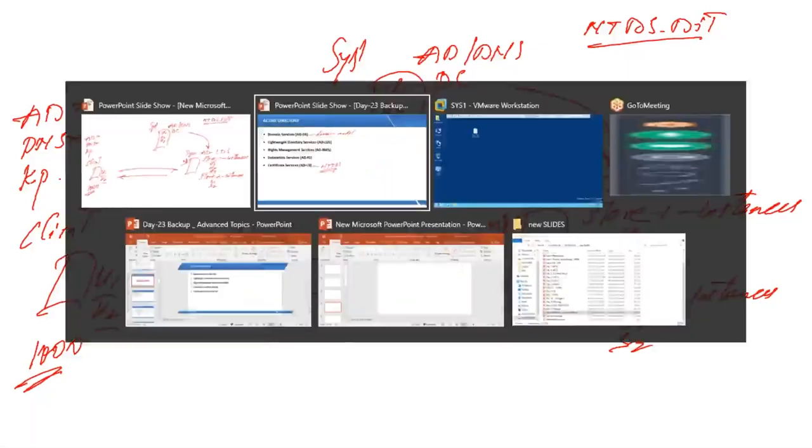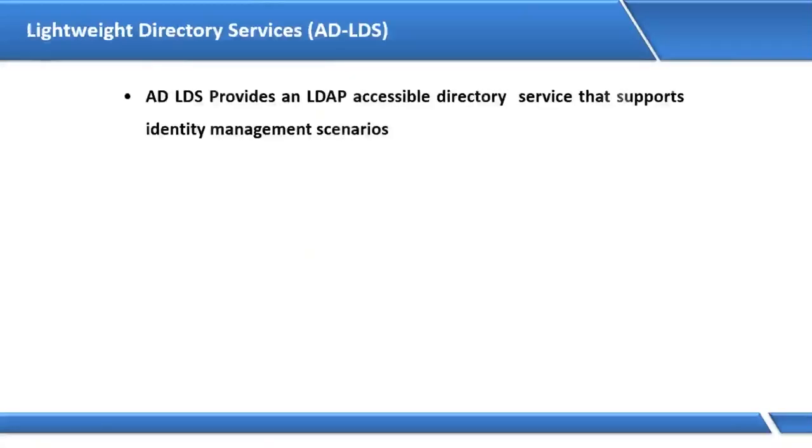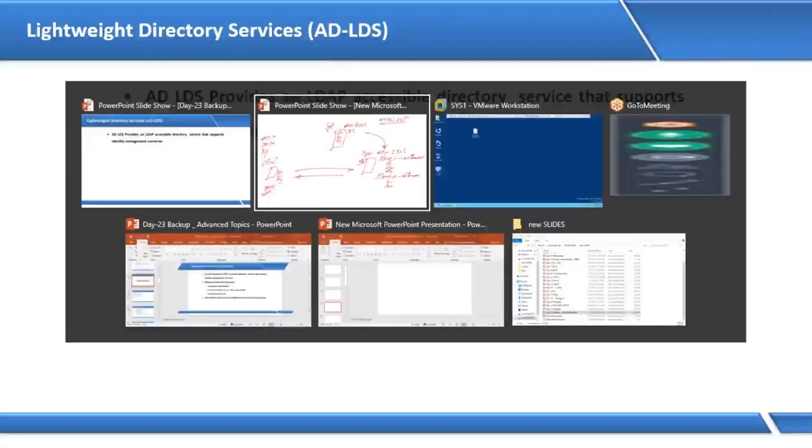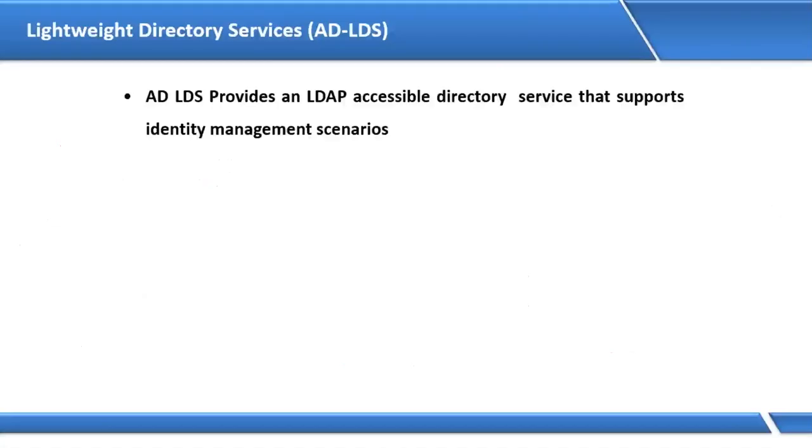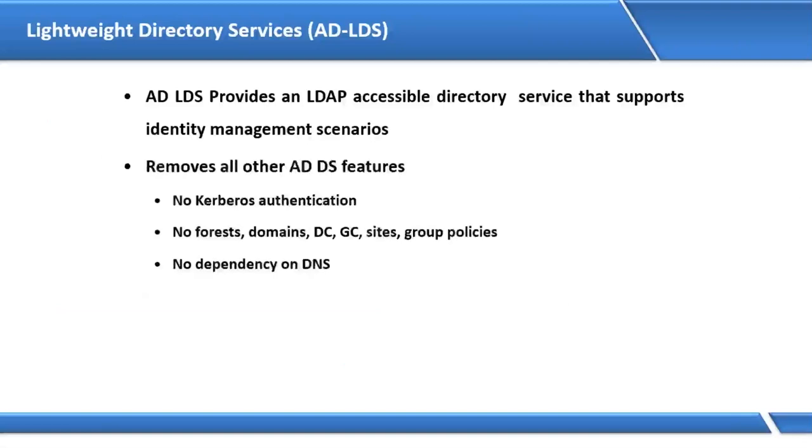So that's why you can see in the slide what is written here. Lightweight Directory Service provides an LDAP accessible directory. Here one directory is created, and in Active Directory the directory is called ntds.dit. But here the directory created is called the LDAP directory, Lightweight Directory Access Protocol. It supports identity management scenarios, meaning for authentication purposes we use it to identify username and password, removing all the Active Directory Domain Services features.